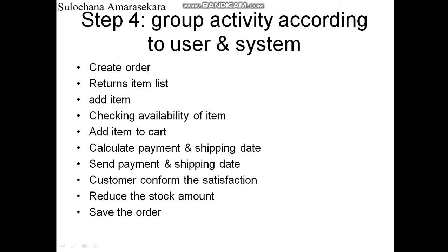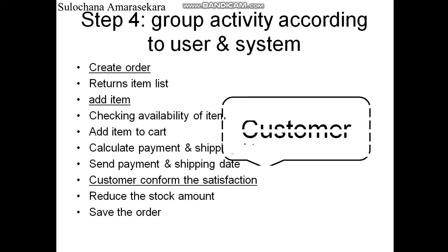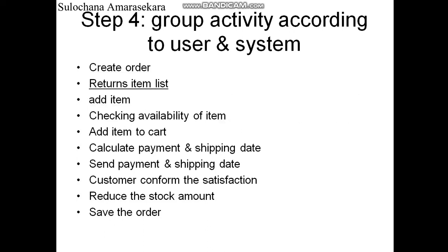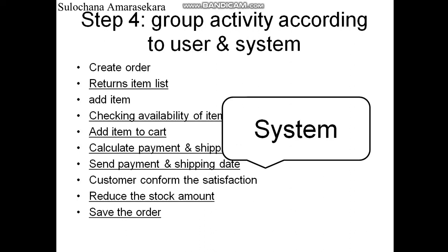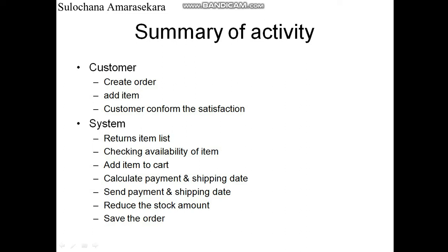Under step 4, I am going to separate these actions according to the user and the system. Create order, add item and confirm the satisfaction are done by the customer. Return item list, checking availability of item, add item to cart, calculating payment and shipping date, send payment and shipping date, reduce the stock amount and save the order are done by the system. The next slide summarizes my findings. According to it, the customer makes 3 actions, and the system makes 7 actions.